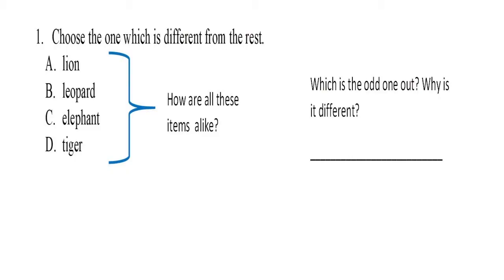That's right, the odd one would be the elephant, but why is it different? It is different because the elephant is not a big cat. A lion is a big cat, a leopard is also a big cat, and so is a tiger. An elephant? Not so much. So let's move on to another question.